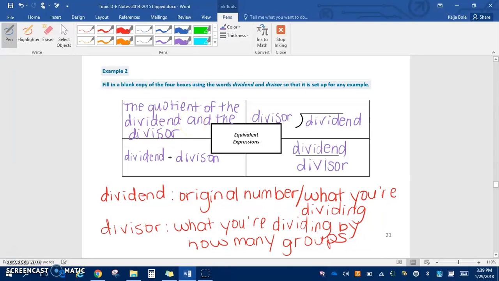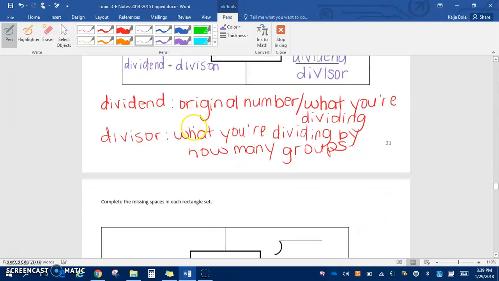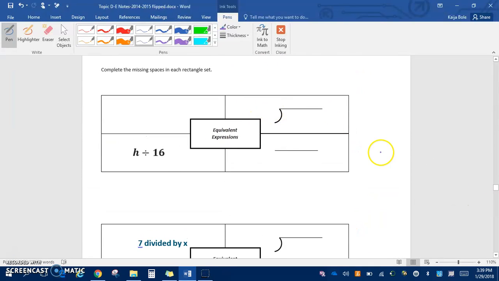Alright, so if you flip that page over, we've got two more examples here. I'm going to do one with you, and then you're going to try one on your own. If we fill in the first one, we have h divided by 16. So that means in our division symbol, we'd have h on the inside, 16 on the outside. And with our fraction bar, we'd have h over 16. And then with words, this would say the quotient of h and 16.